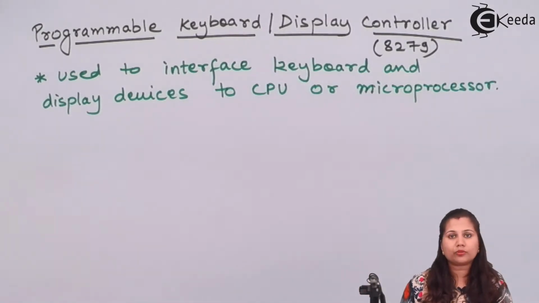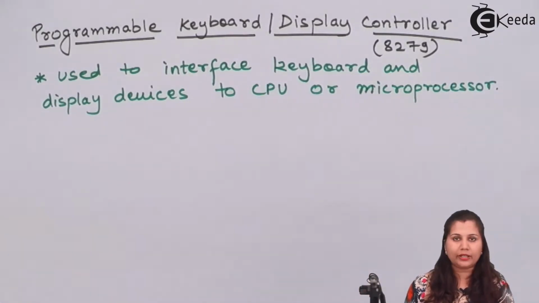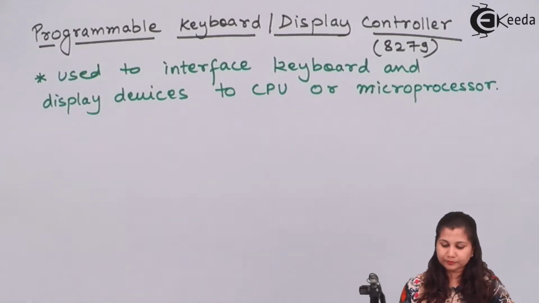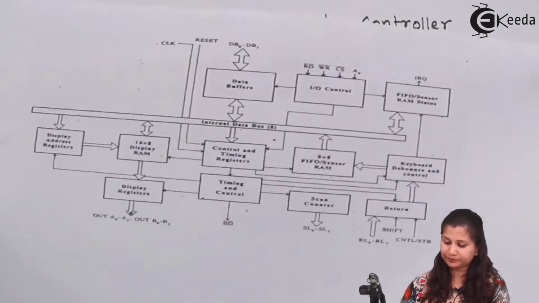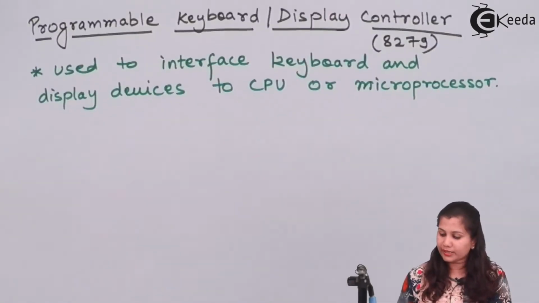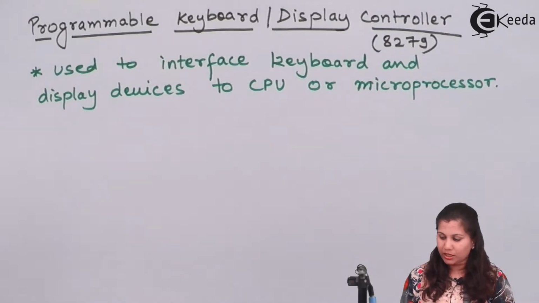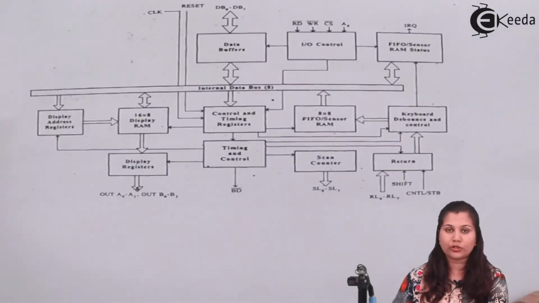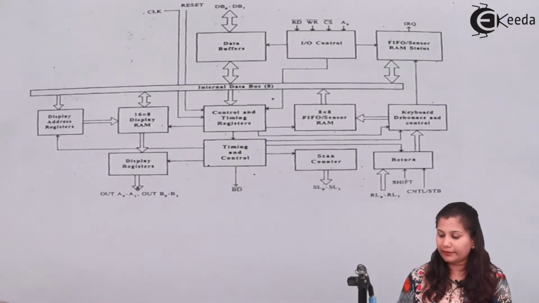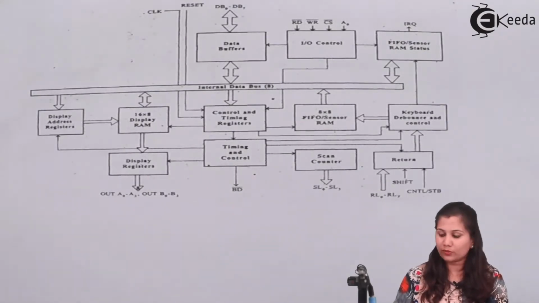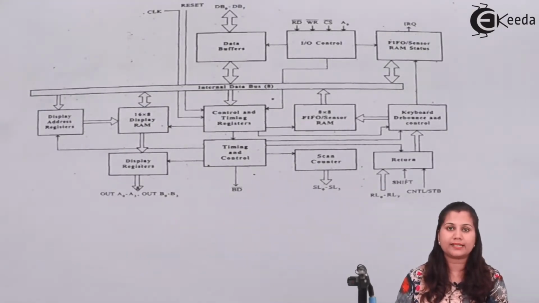So now let's come to the block diagram of this 8279. Let us study the different blocks in this 8279. This is the block diagram of 8279 Programmable Keyboard Display Controller. This block diagram consists of 4 sections. One is the keyboard section, one is the scan section, display section and CPU interfacing section.